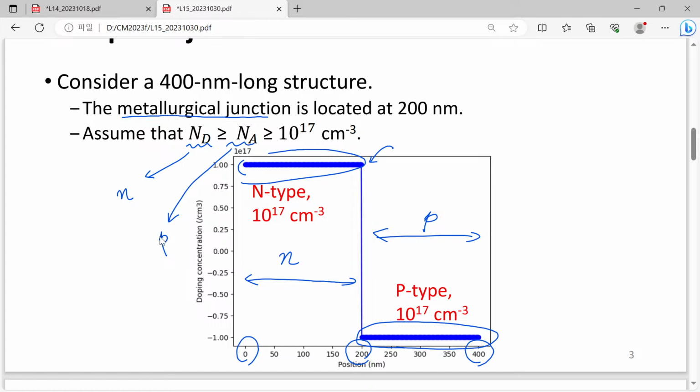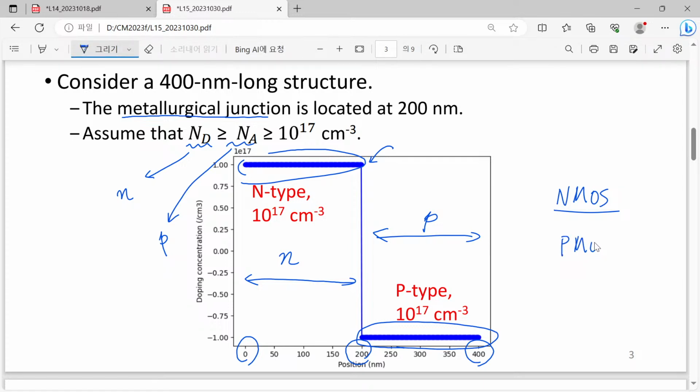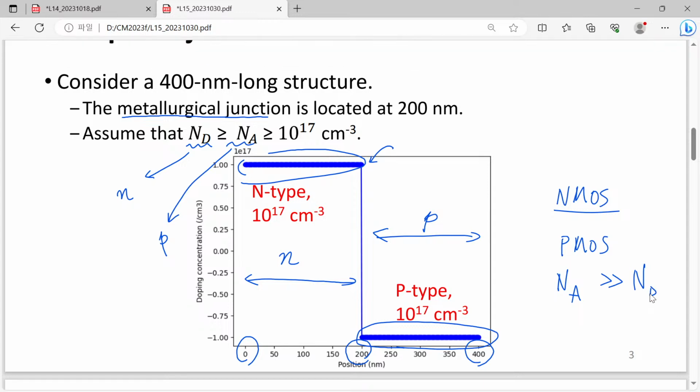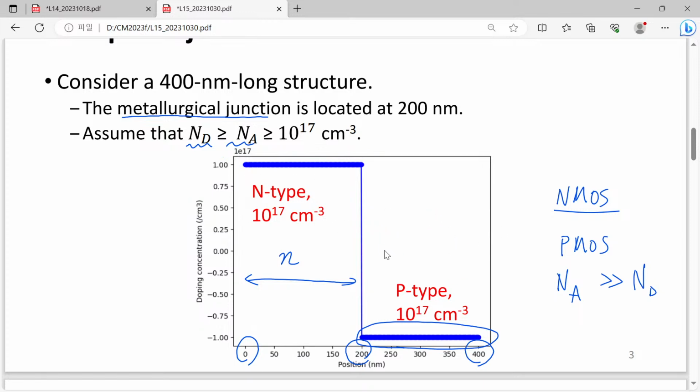That is the situation typically seen in our NMOS device. Okay, so of course, if we go to a PMOS device, we have a completely opposite case. We say that in this case, the P-type doping density is much higher than our N-type doping density. But for a while, just consider this kind of N plus P doping system. Okay. In this example, do we have an oxide layer?